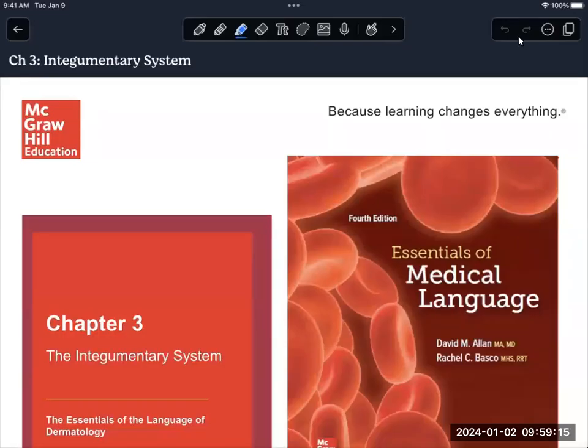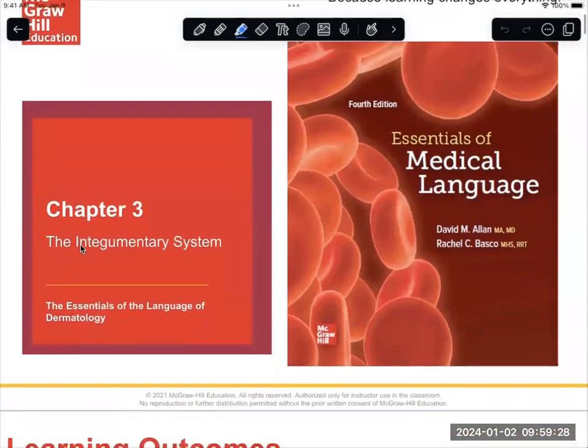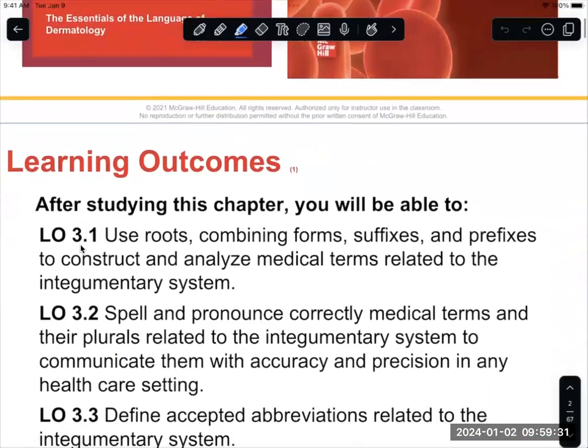Hello, welcome to chapter 3. Today we are going to talk about the integumentary system. Just kind of as an overview, the integumentary system has to do with your hair, your skin, your nails, anything that's associated with those.